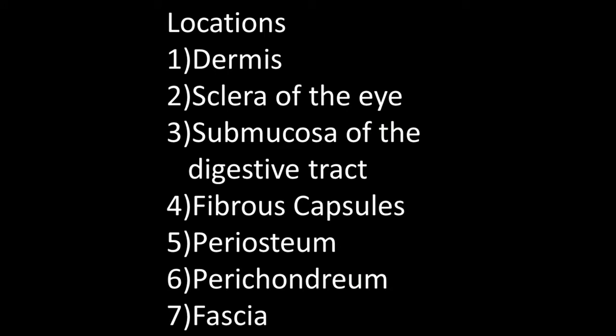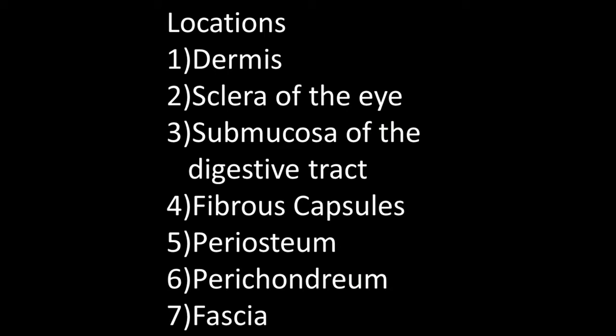Dense irregular connective tissue. The bulk of this tissue is made up of two types of fibers, elastic fibers and a protein fiber called collagen. You can also find fibroblasts by locating their nuclei. You can find dense irregular connective tissue in several places within the body.